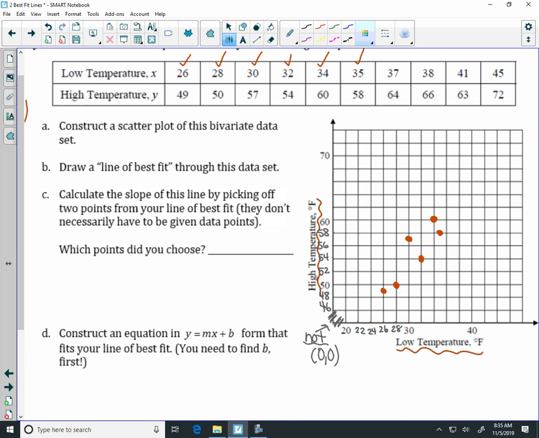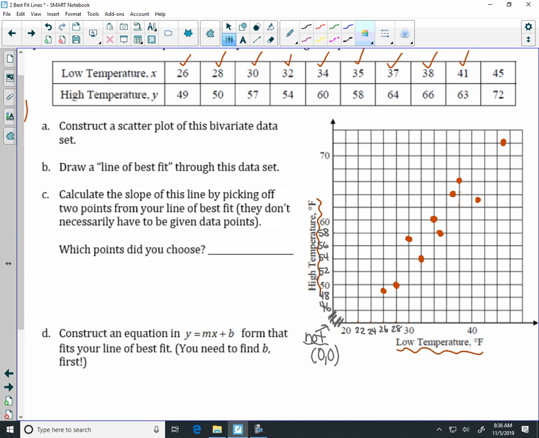and it's a little easier to do on your paper than it is to do up here on the smartboard. 37, 64, so 32, 34, 36, 37, right in between here, 64. 38, 66, so 2, 4, 6. 41, 63, and 45, so 2, 4, 5, 72. All the way up there.